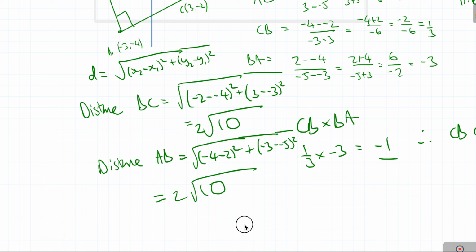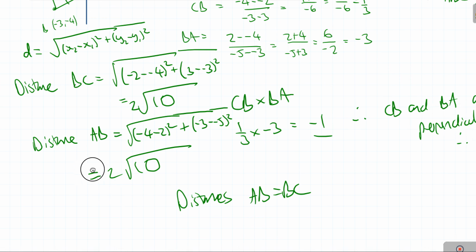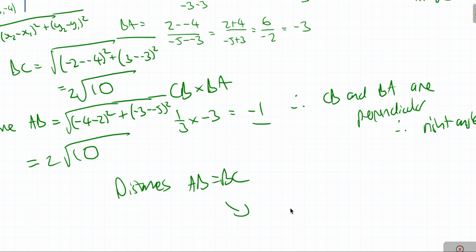So therefore, the distances of AB equals BC, and therefore you have shown, as your last step, that this must be an isosceles right-angled triangle. And that is your final answer for question number 17.